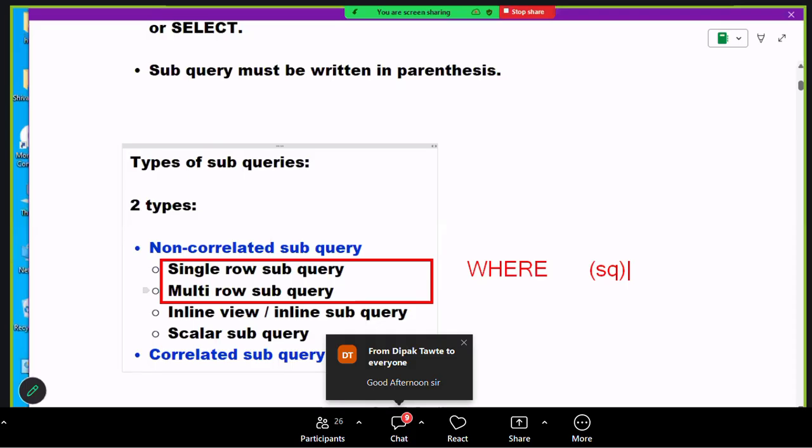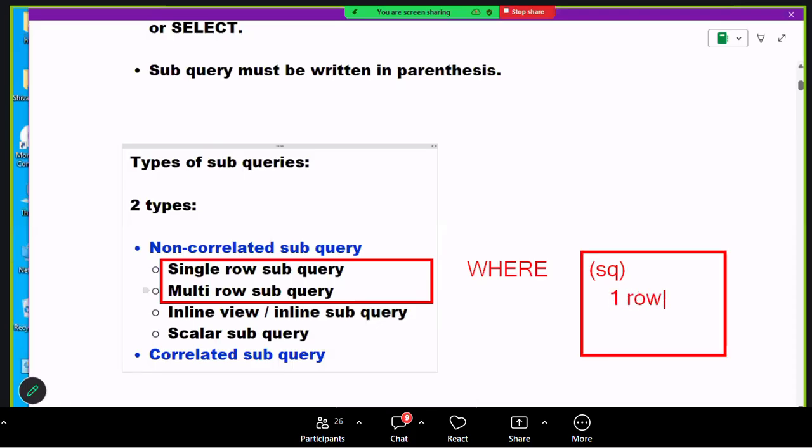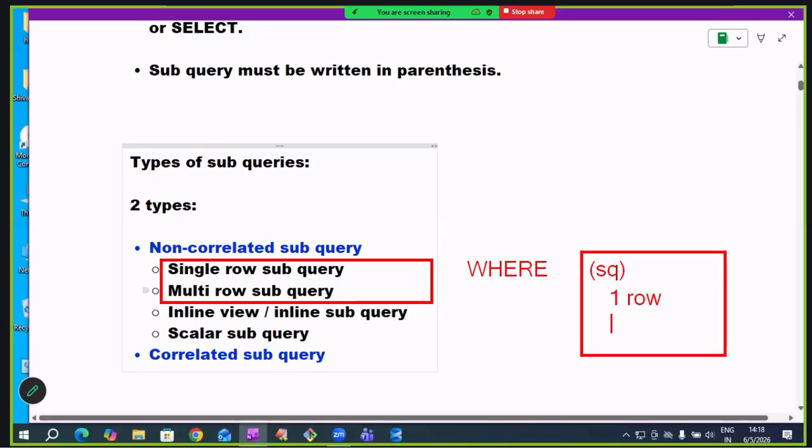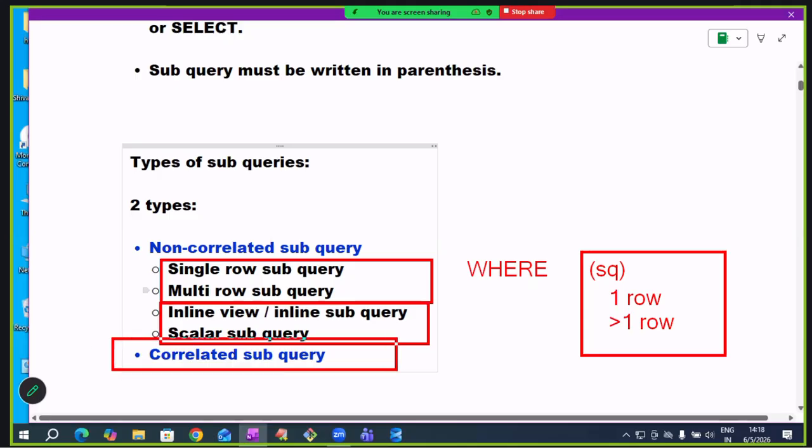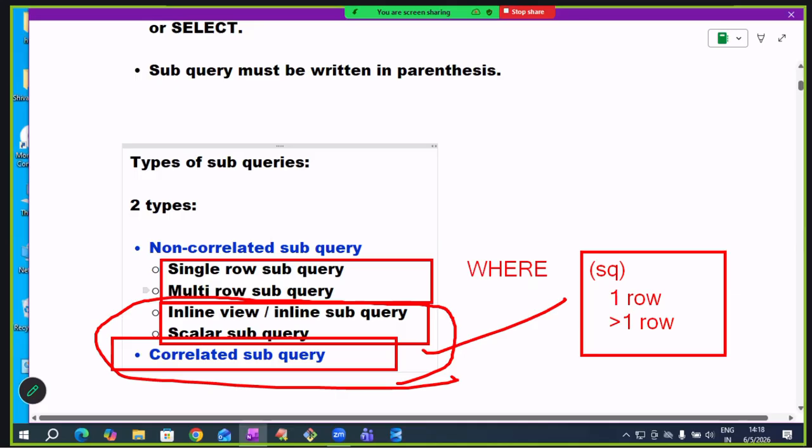So if this subquery returns one row, this is a single row subquery. If the subquery returns multiple rows, that is a multi-row subquery. These things we discussed very clearly in the previous session. In today's session, I want to cover inline view and scalar subquery. After that, we discuss correlated subquery. With this, the subqueries chapter will be finished. Today, at most, I will try to finish this subqueries topic.